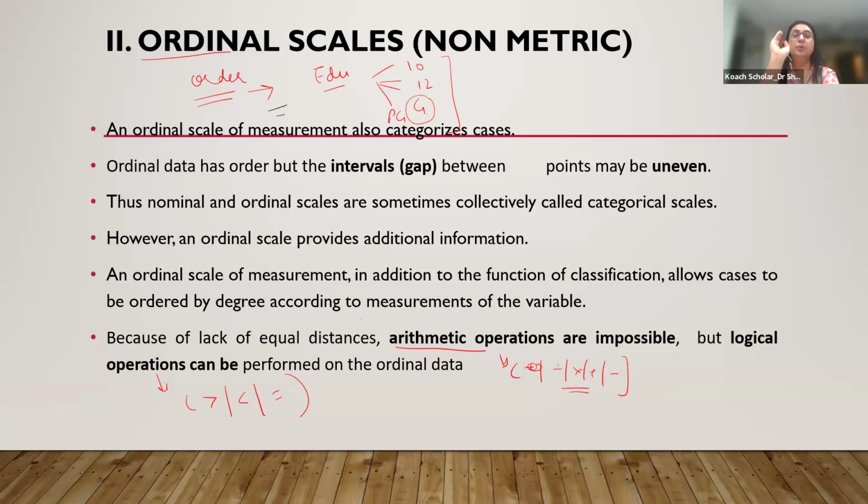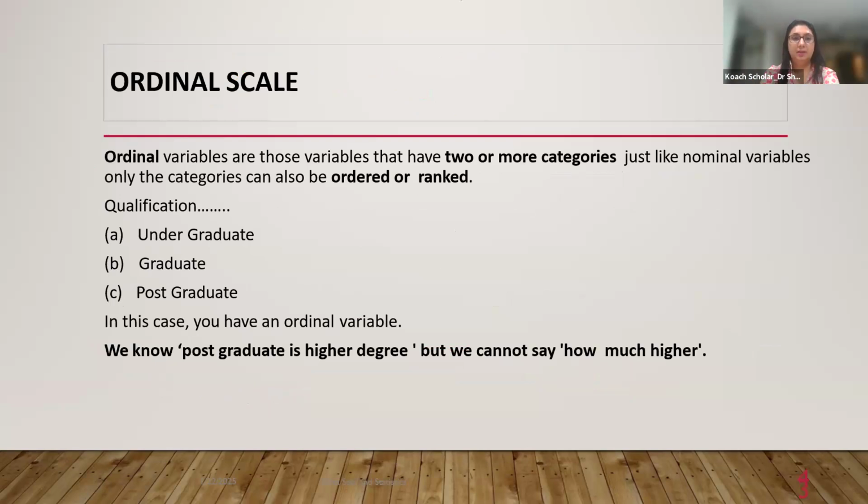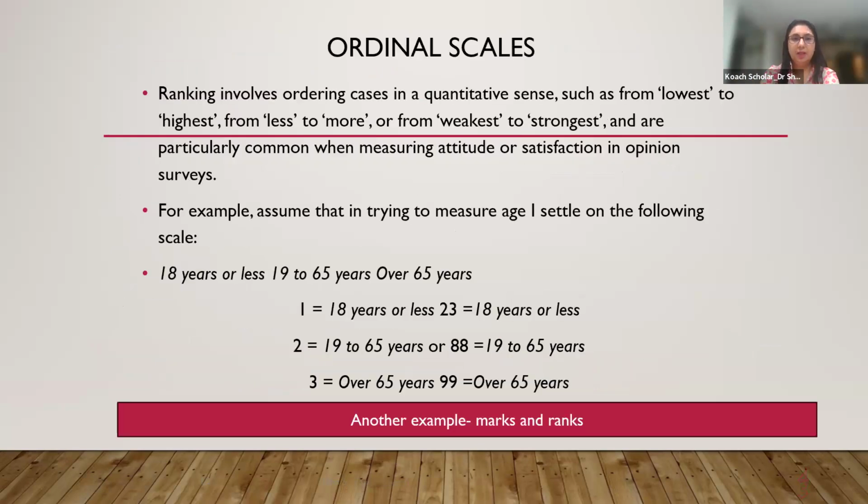So whenever you're making your questionnaire, be very careful what are you trying to measure. Okay? Categories किसकी बनानी है, किसकी नहीं बनानी, और कैसे बनानी, right? Now, ranking involves ordering cases in a quantitative sense, such as from lowest to highest, or from less to more, or from weakest to strongest, and is particularly common when measuring attitude or satisfaction in opinion surveys.